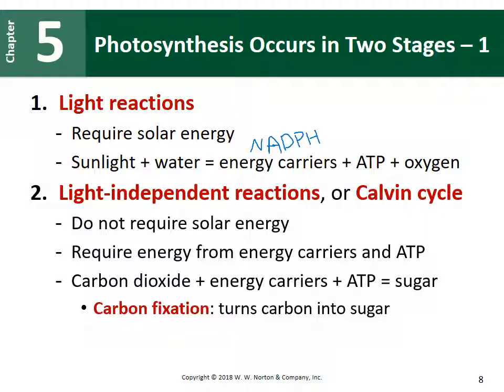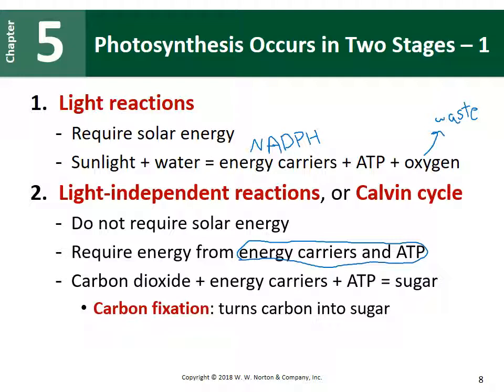This NADPH and ATP are then taken into the second stage, which is our light-independent reaction, or it's also referred to as the Calvin cycle, so it's named after the individual that discovered it or worked out the steps. So this oxygen is going to be released as a waste, and the energy carriers, the NADPH, the ATP, are going to go into the Calvin cycle. So we don't require any solar energy, so it's light independent.